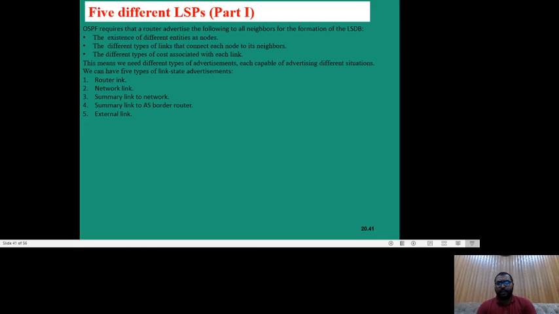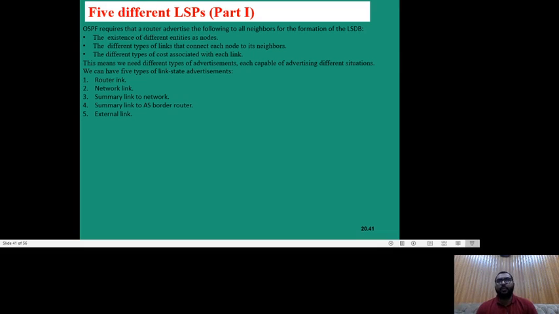To update the link state database, OSPF requires that a router advertise the following to all neighbors for the formation of the link state database: the existing different entities as nodes, the different types of links that connect each node, which can be network links, router links, summary links to the network, and at the same time the different costs associated with each link. So in fact you will have 5 types of link state advertisement.